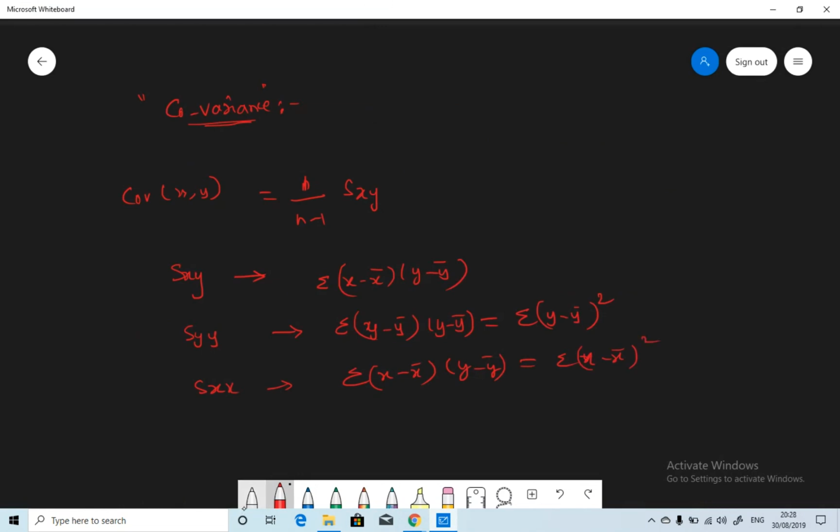so the covariance of x comma y can be written as 1 by n minus 1 into Sxy, equal to 1 by n minus 1 into summation of x minus x bar into y minus y bar. This is the formula you need to write down. This is the covariance formula. What it talks about, we will see. First, you write down this one. This is standard deviation of x comma y.